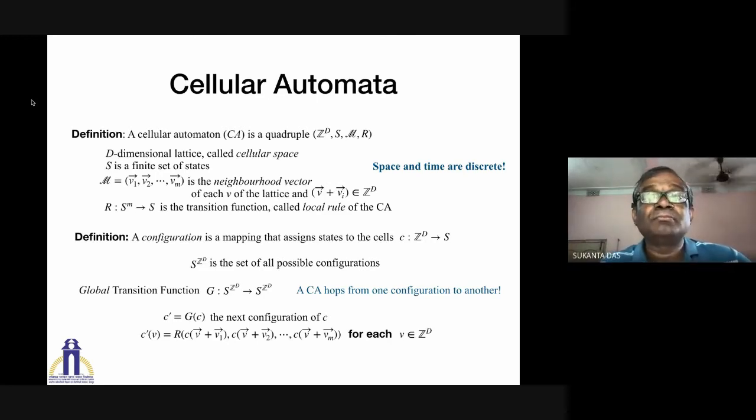G is not provided. A cellular automaton is actually this quadruple, not this G in general. But sometimes, since the behavior of that automaton is expressed by capital G, in many literature G is named as the cellular automaton. So don't get confused. By cellular automata, we mean the quadruple having 4 components, and from that one, G is derived. So this is the formal definition of cellular automaton.